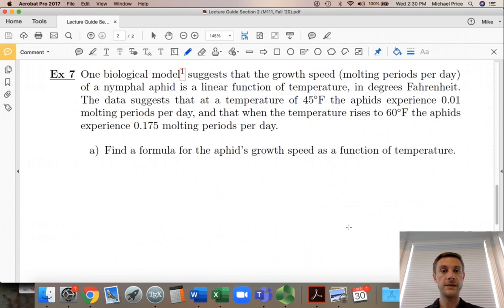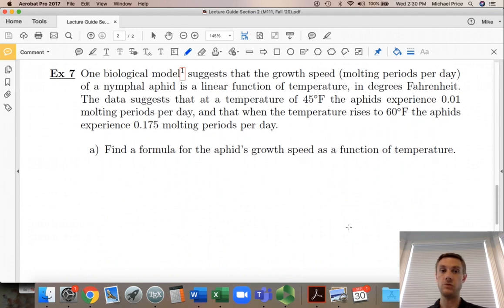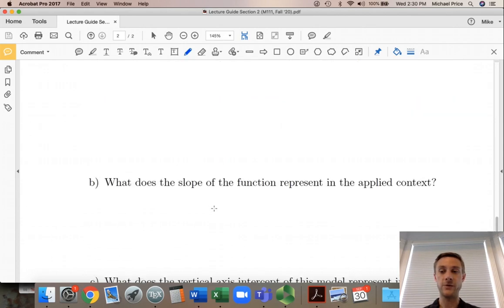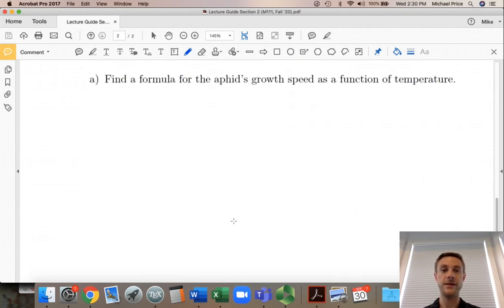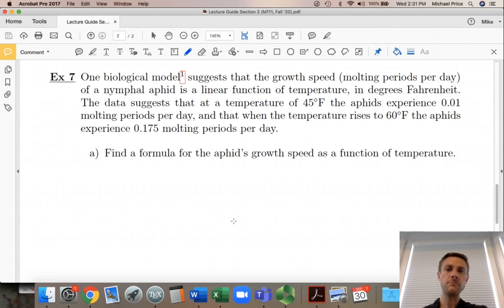So the one big example we're going to try to work with here looks like this. We can just read through it and try to get a sense of things. So we have a biological model. There's a little footnote there because there's an actual link to the science journal that this data came from, so that's fun. It suggests that growth speed, which has a very interesting unit, in this case molting periods per day, but all right, we'll work with it. So the growth speed of a nymphal aphid is a linear function of temperature.